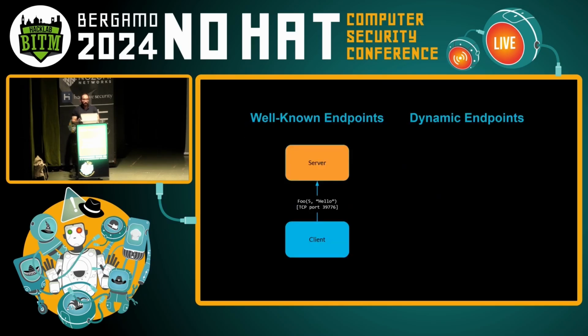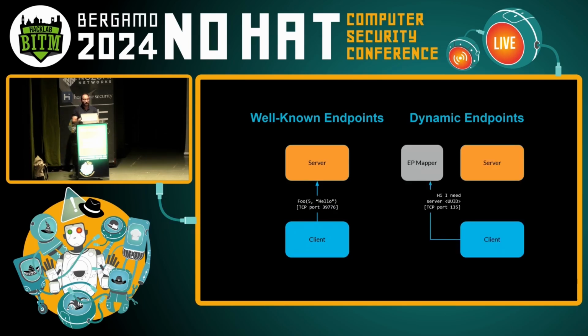Endpoints can also be well-known or dynamic. In the case of well-known endpoints, they're well-known. Both the client and the server know what the endpoint is in advance. It's part of the interface definition, and they can just communicate immediately. With dynamic endpoints, neither the client nor the server know what the endpoint actually is. The server gets it allocated dynamically, just like you have a random source port in TCP, and the client has to somehow find it out.